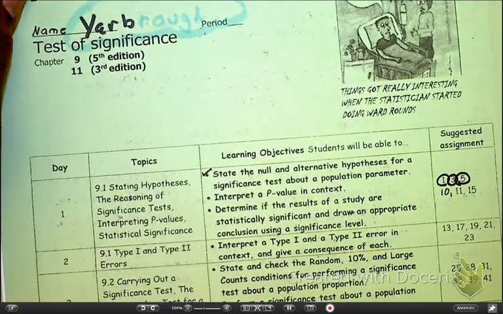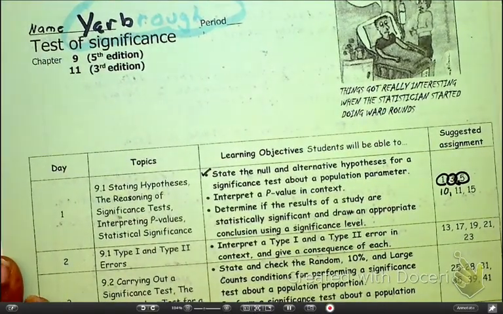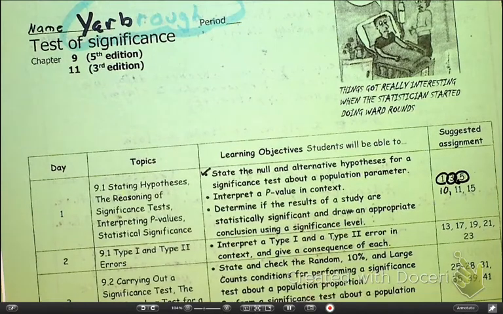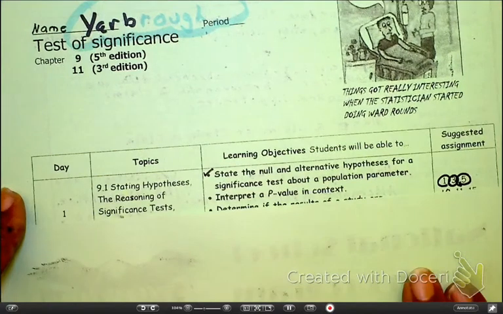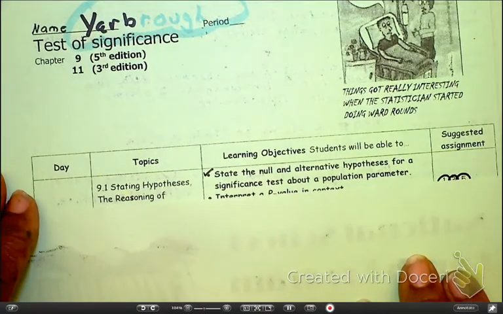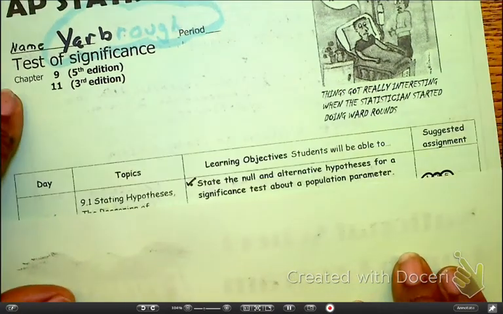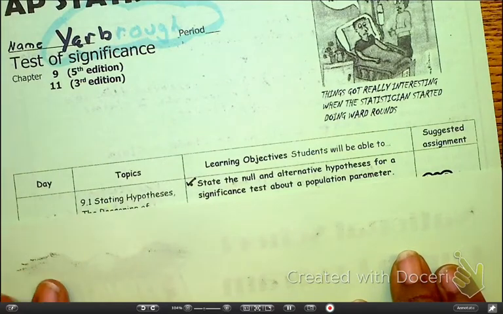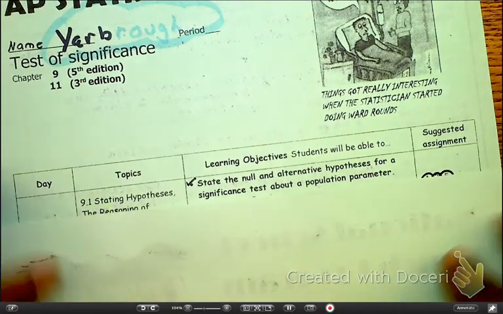Let's look at the objective for this particular video. We're going to be talking about what statistics is, the nature of statistics, and what a hypothesis test and a significance test are. This is what statistics is all about. Here, we're going to be stating the null and alternative hypothesis for a significance test about the population. So let's go to our notes.